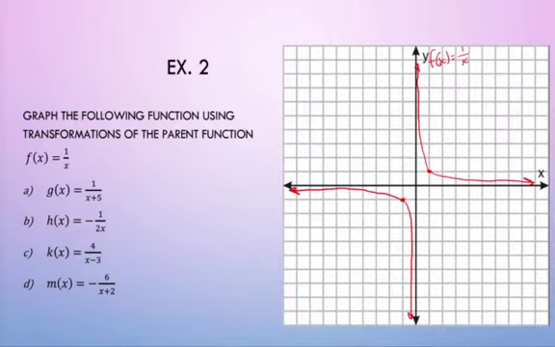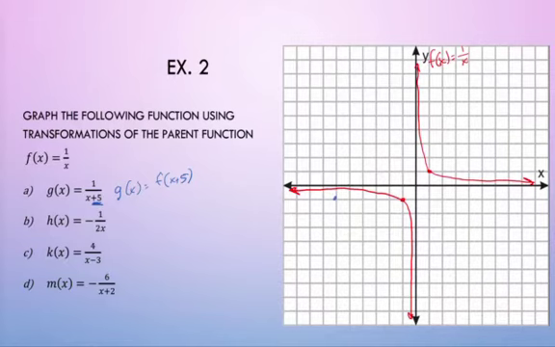Now we use our transformation rules. If we have something inside the function, so this is g of x equals f of x plus 5, we add or subtract something inside the function, that shifts it to the left or the right. In this case, that's going to shift it to the left by 5.